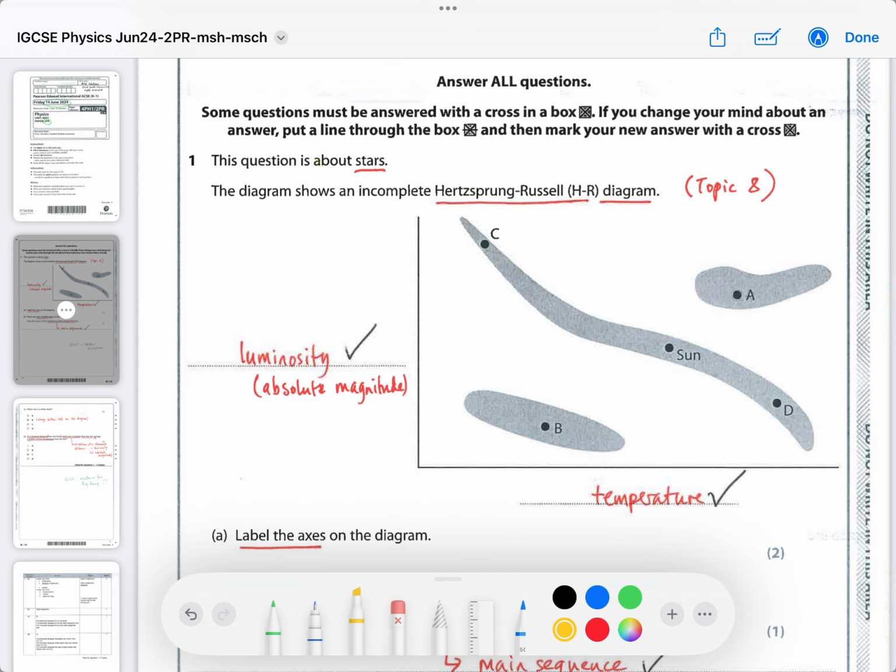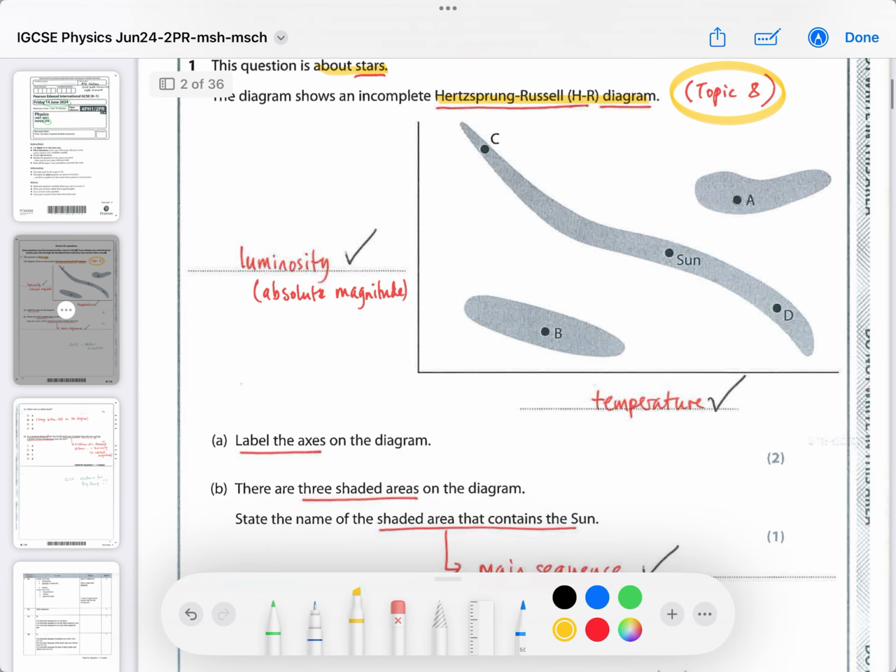So the first question is about stars. So it's from astrophysics, which is topic 8, okay? So it's a Hertzsprung-Russell diagram. And the first thing they want you to do is to label the axes.